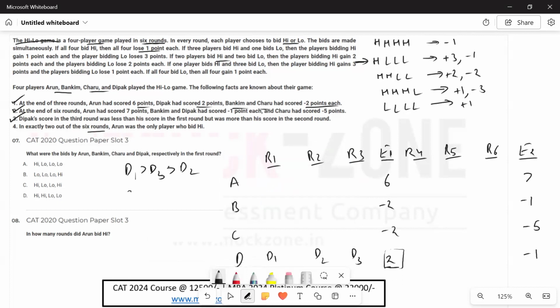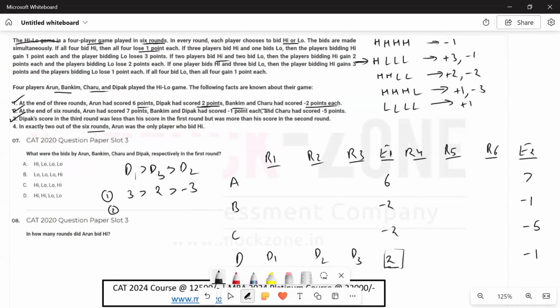First, we'll have D1 as the highest, 3, which is greater than D3, 2, which is greater than D2. Now we have to balance it so that the sum becomes 2. So D2 has to be minus 3. Then only the sum will be equal to 2, right? Because we know that by the end of round 3, D has scored 2 points.